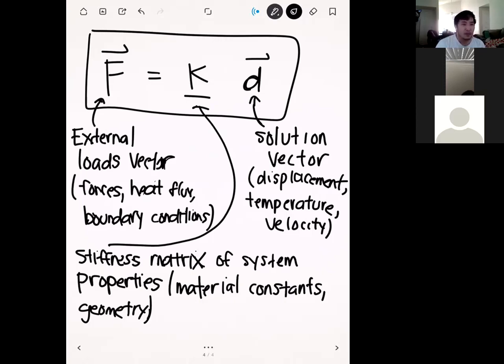So I wanted to take a moment to talk about this because once we start doing heat transfer problems, we're still going to use the same format. So this format of having a stiffness matrix is not unique to just structural mechanics. Okay, are there any questions on this?